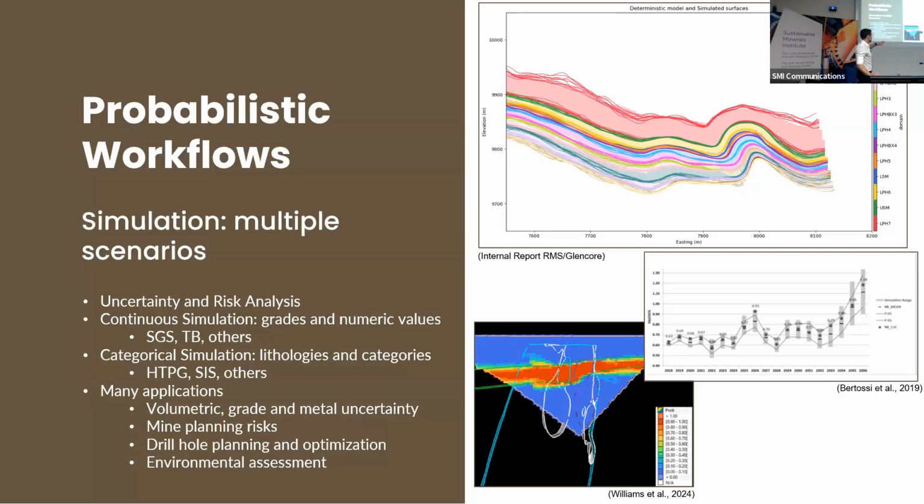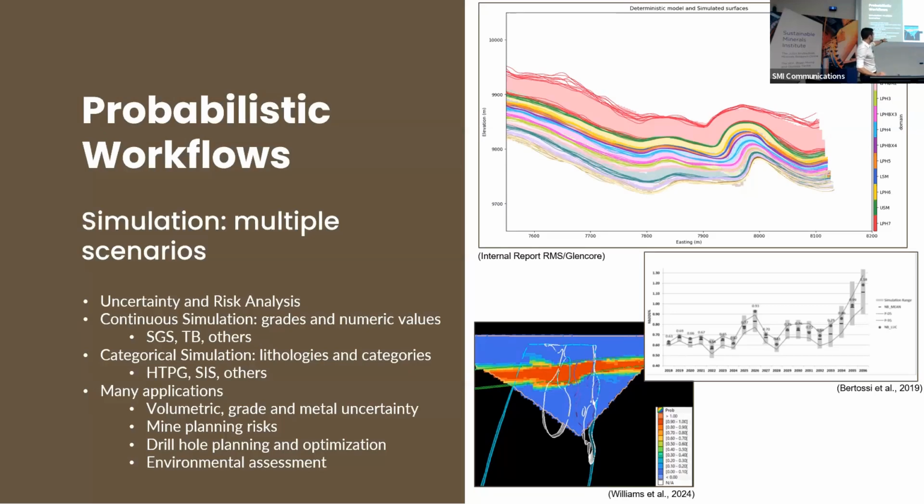Some examples over there, you can see on the top right corner, there's an internal report from Glencore, from us, and that's with RMS, the resource modeling solutions. In that case, we're doing a simulation of the stratigraphy. So instead of having only one model, we have hundreds of different models for the stratigraphy. You can see there is some variation. It's not huge for that specific case, but it allows us to understand what are the risks on the metal and some even environmental risks.